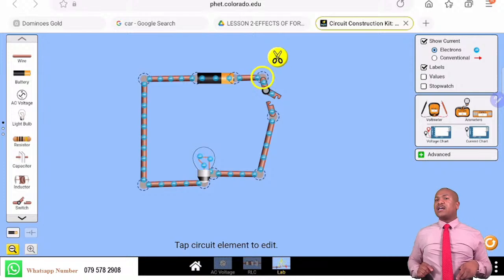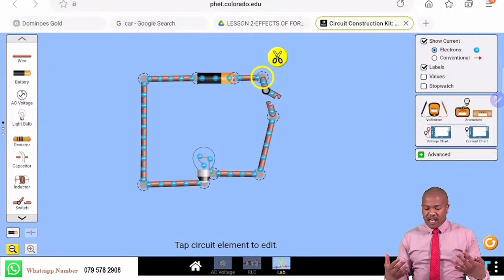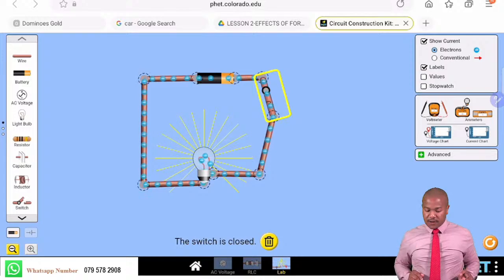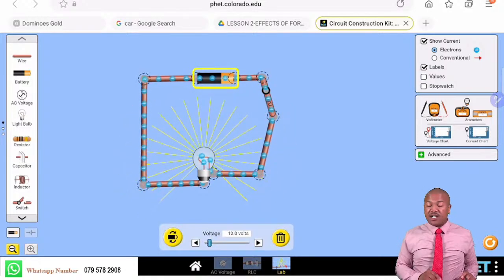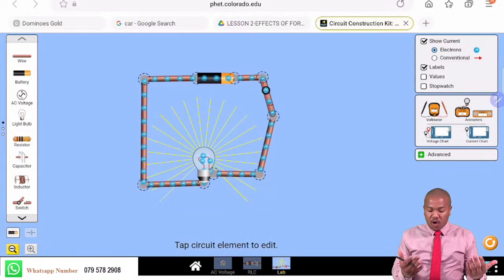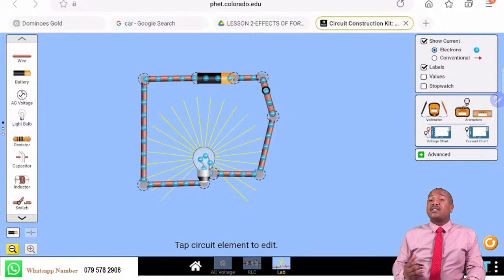But look at this. The switch is open, right? So what is happening here? There is no flow of current. So now let's turn on our switch. Now look at this, right? Now the light bulb is lit and shining, right? The light bulb is shining to show that there is flow of electric current in this circuit, right?